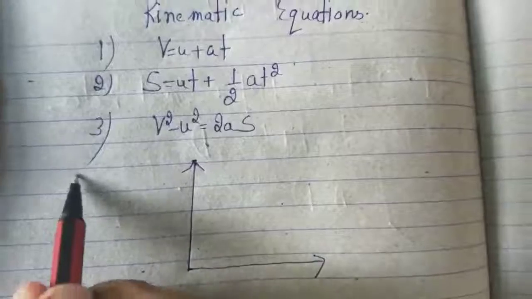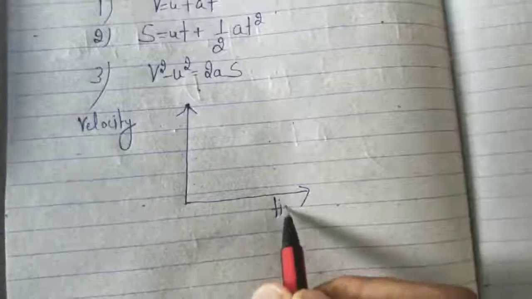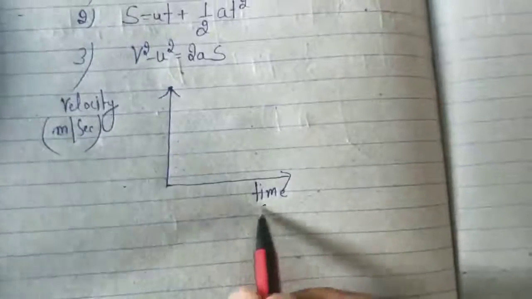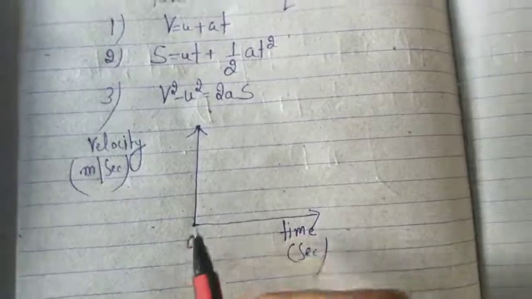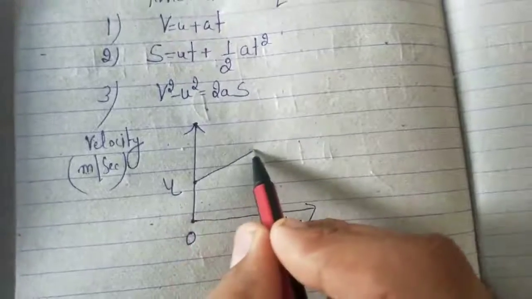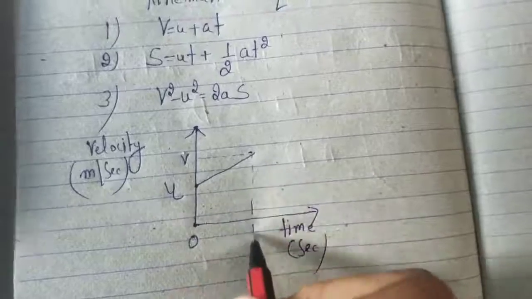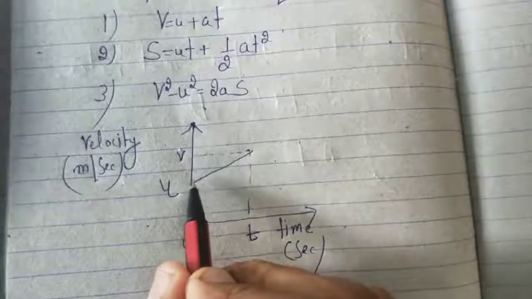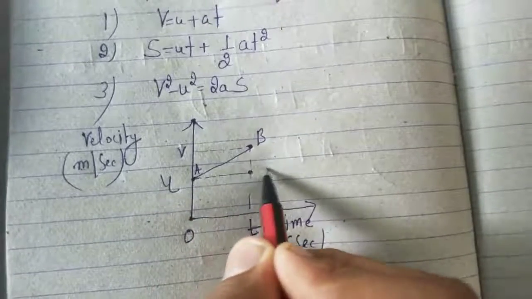Suppose I will be drawing a velocity time graph. So velocity is in meter per second and time is in second. Suppose at time 0 my velocity is u and it has reached up to v velocity at time t. Like this. Mark this point as A, mark this point as B, and mark this point as C.